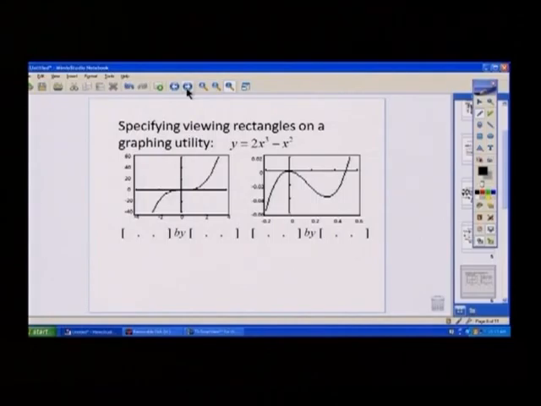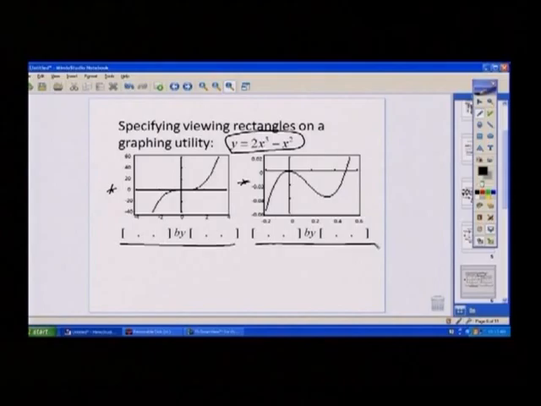Here, I'd like you to specify what the viewing rectangles on the graphing utility are. Here I have a cubic equation graph, y equals 2x cubed minus x squared. And this is the exact same graph in both of these pictures. Exact same equation is being graphed, but you have different viewing windows that show you different aspects of the graph. So can you fill in these two viewing window intervals?